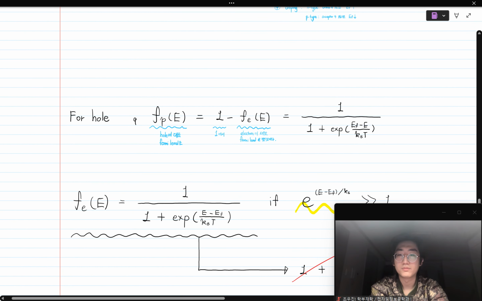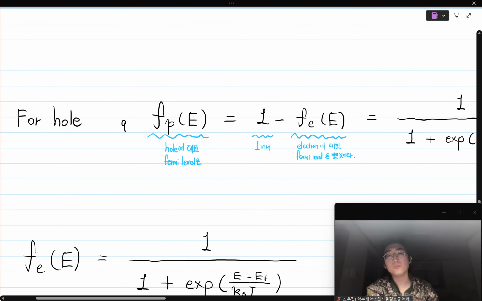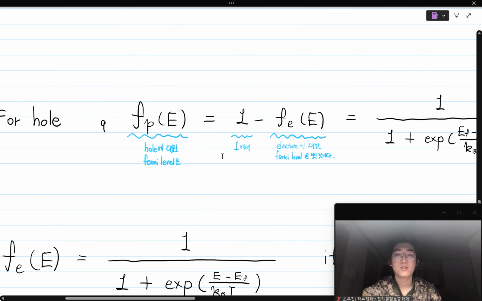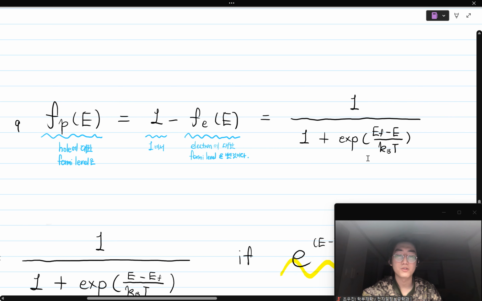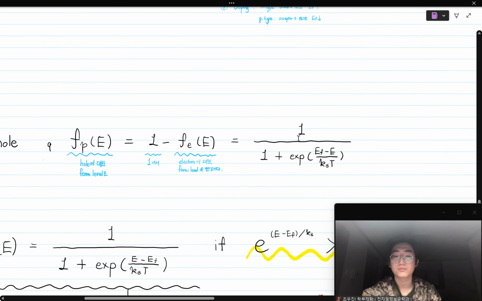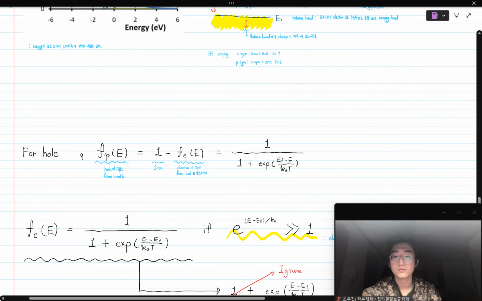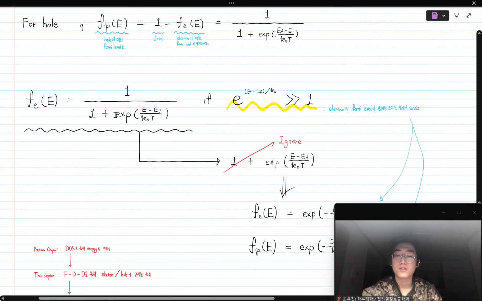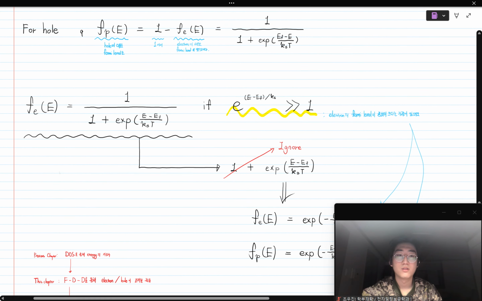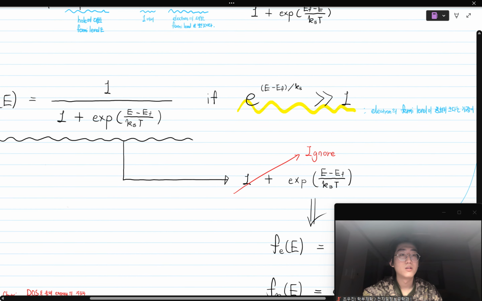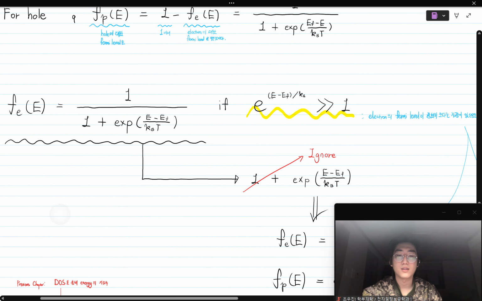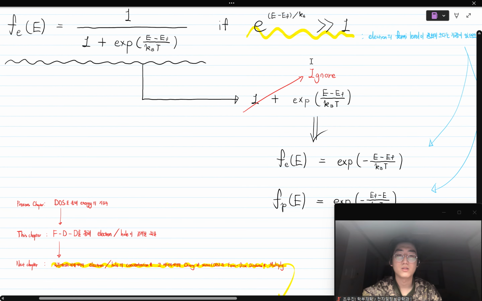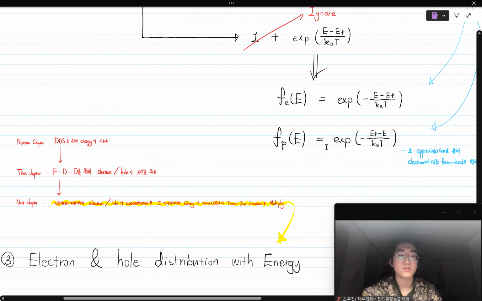And for hole, the Fermi level of hole can be expressed as 1 minus the Fermi level of electron, which can also be expressed as this one. And this equation we get here, and if the Fermi level of electron is big enough, then you can ignore the 1, so we can get an equation of this by approximation.